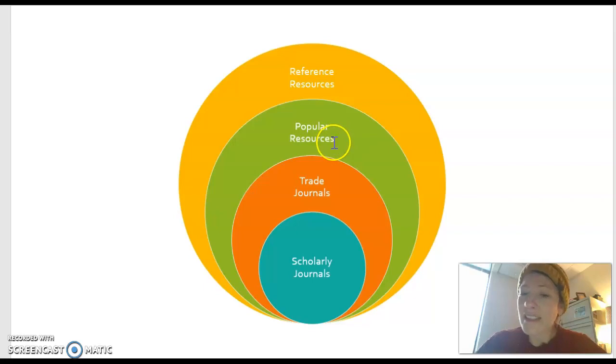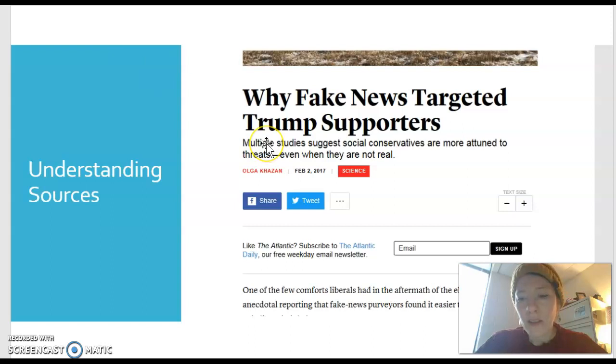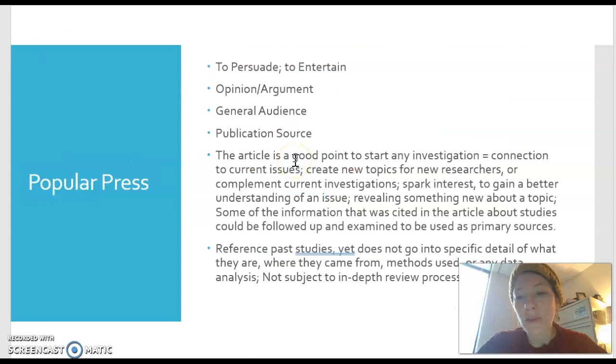Popular press sources start to dig a little bit more deeply. They usually give us a little bit of a deeper understanding about what a topic is than a reference resource, but they're still generally written for a popular audience, meaning they're still pretty broad in terms of what they cover. So sources like this, for instance, this one, which most people identified correctly as a popular press source, these kinds of resources can be extremely useful to us in the research process. They can give us an overview of what this topic looks like within our contemporary discourse.